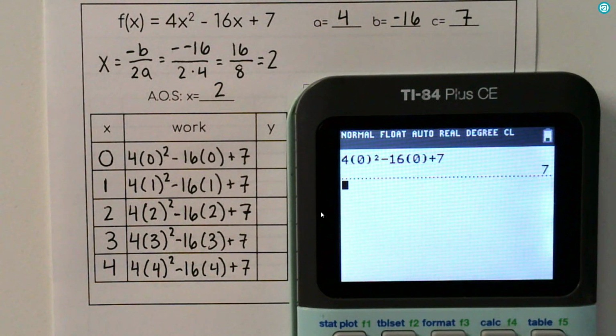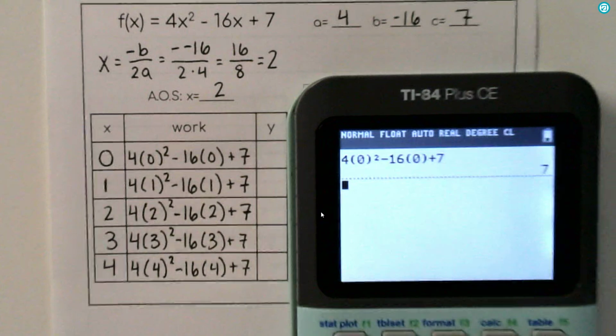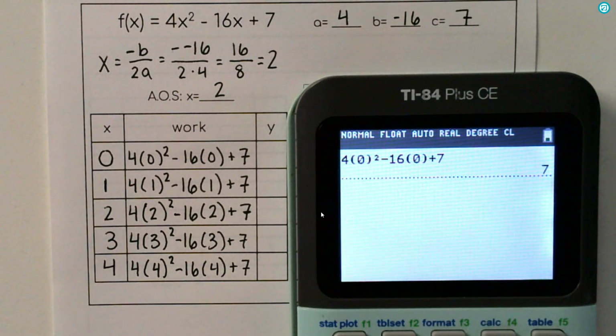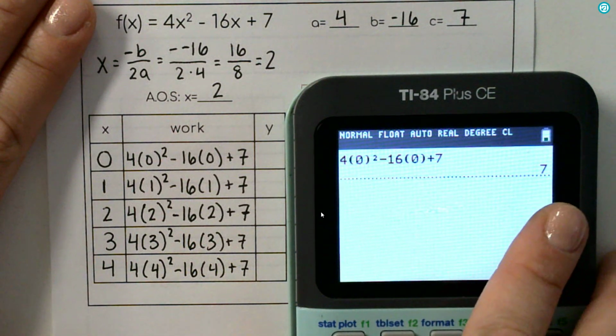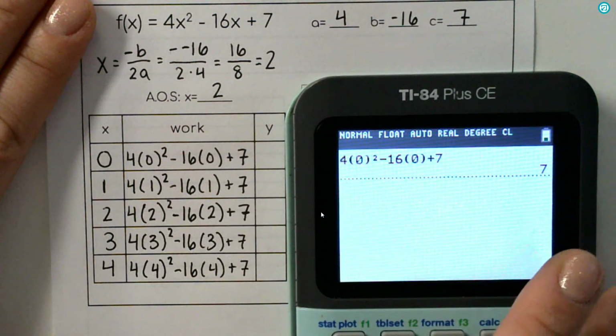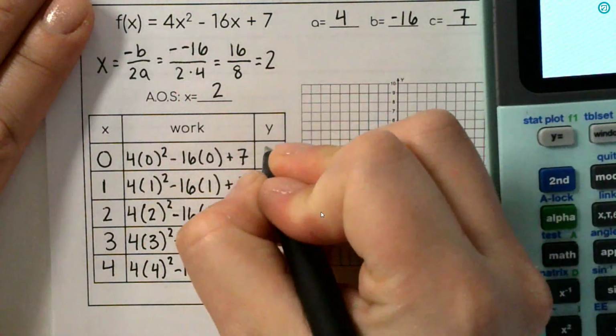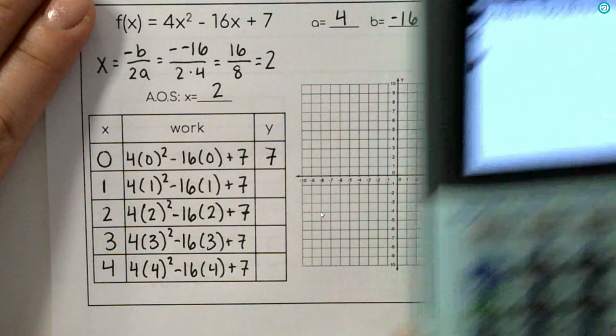If you are moving on and plugging in other numbers, please stop. If you have plugged in 0, set your calculator down and look up, because you don't have to retype it 5 times for every problem. Okay, so we plugged in 0, we got 7, yeah? Any questions about that? I would go ahead and write that down in my table.